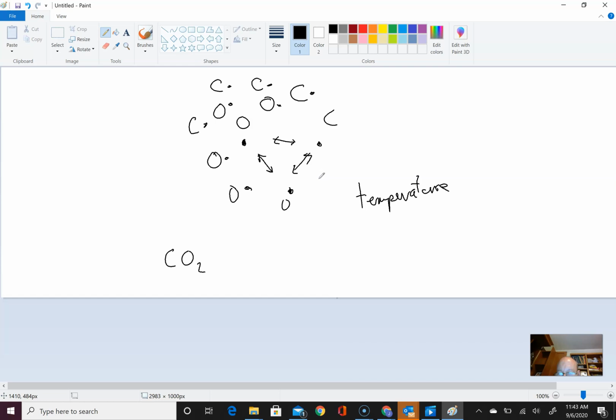So the two main things that we'll talk about when we talk about how fast a chemical reaction occurs are temperature and concentration of particles. Increasing the temperature increases the rate. The more particles I have, the faster the reaction is going to go. Okay, so let's go back to our presentation.